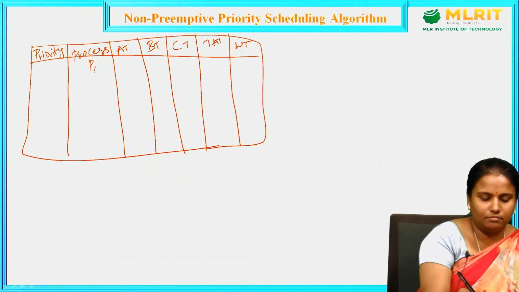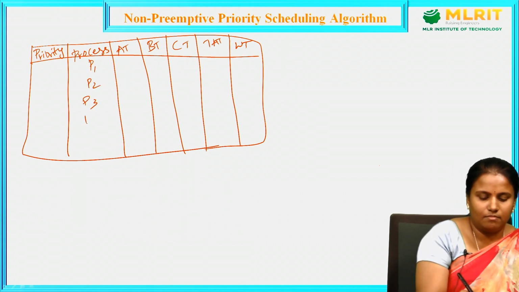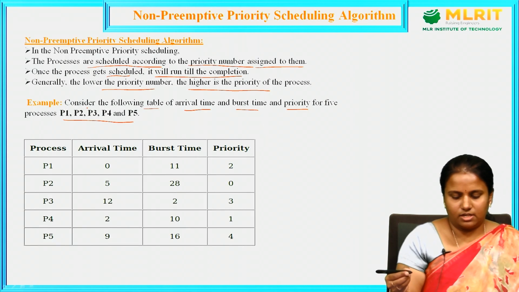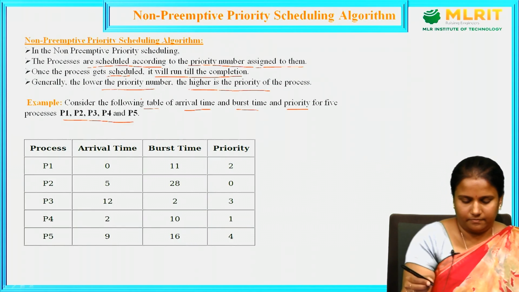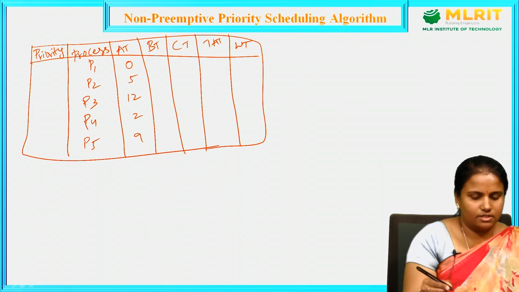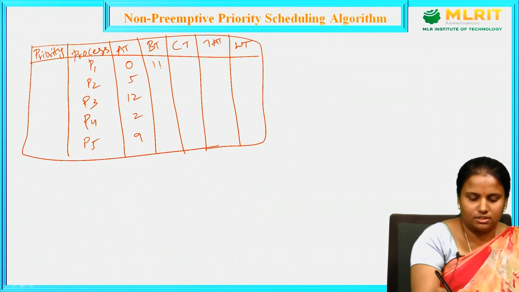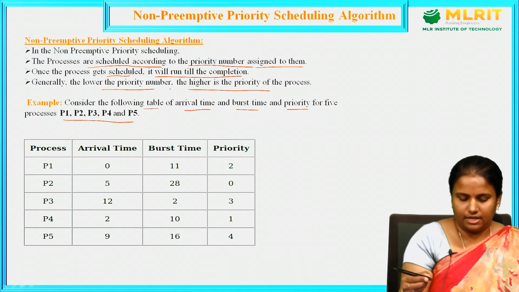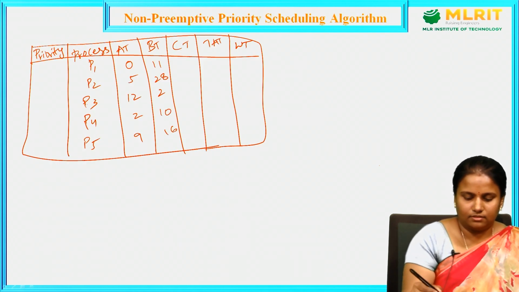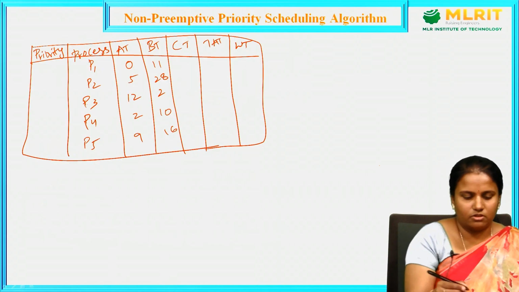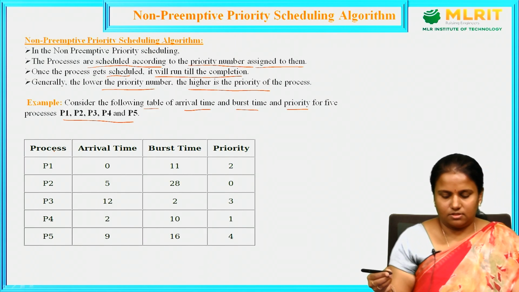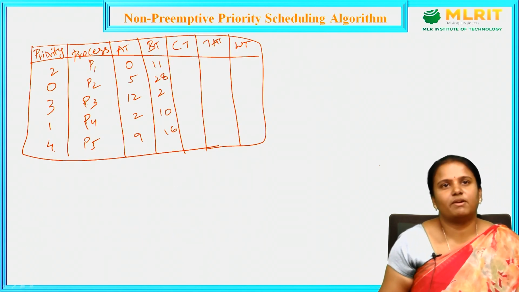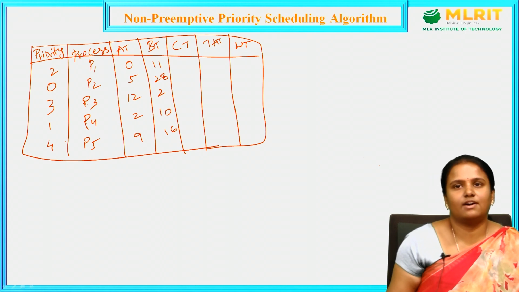The processes are P1, P2, P3, P4, P5. The arrival times are 0, 5, 12, 2, 9. The burst times are 11, 28, 10, 16. The priorities are 2, 0, 3, 1, 4. Based on this priority, arrival time and burst time, we need to solve our Gantt chart.